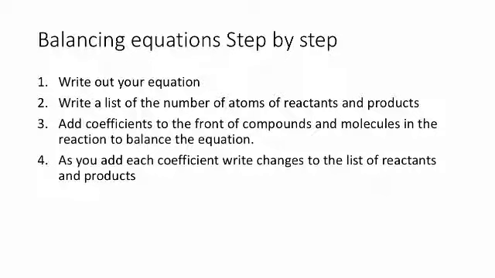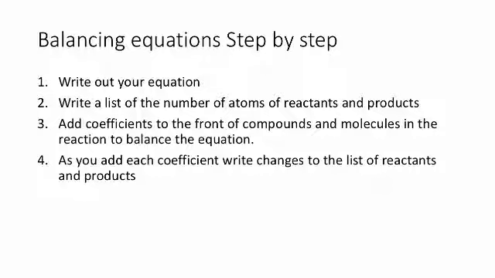You then write a list of the number of atoms of reactants and products. So you will have a list under your reactants and a list under your products. You then add coefficients to the front of the compounds and molecules in the reaction to balance the equation. Last of all, as you add each coefficient, you write changes to the list of reactants and products until the numbers of atoms of each element are balanced on either side.